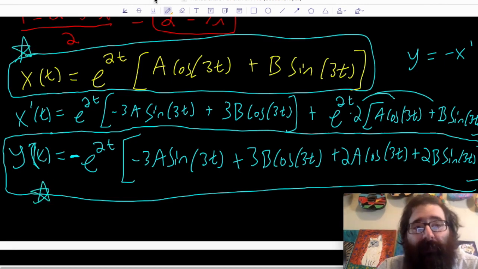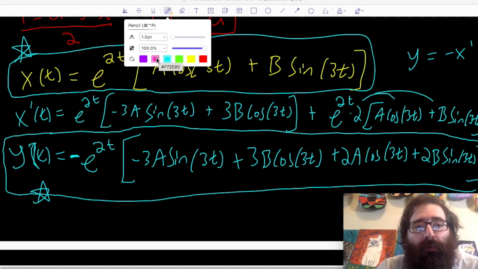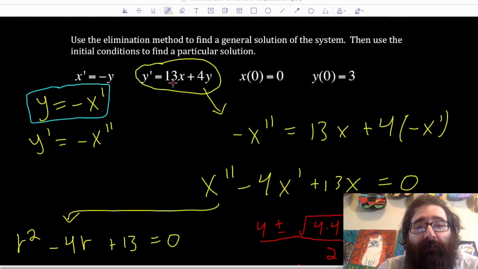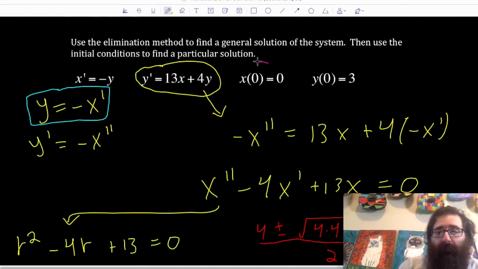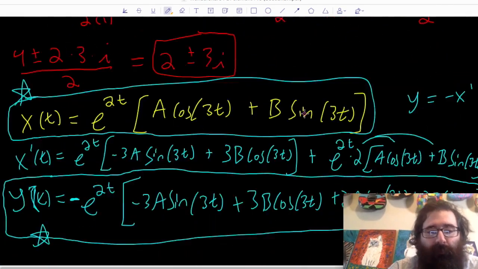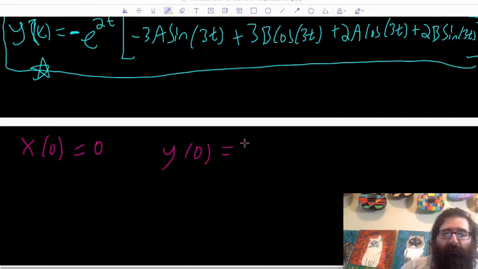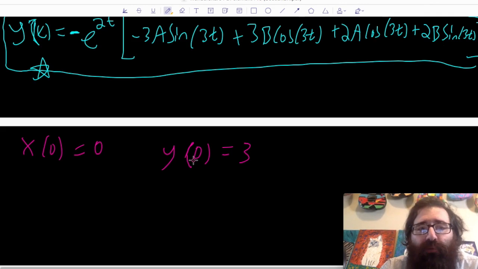Now, we have initial values, right? So who am I kidding with circling these? We're not quite done. The initial values that we have, x at 0 equals 0, y at 0 equals 3. And now we can move away from the general solution to the particular solution.